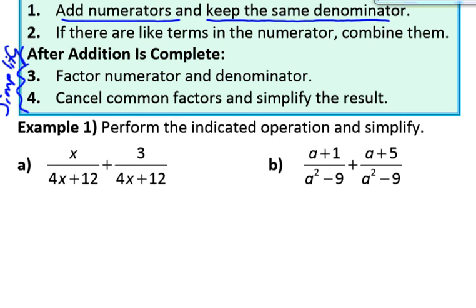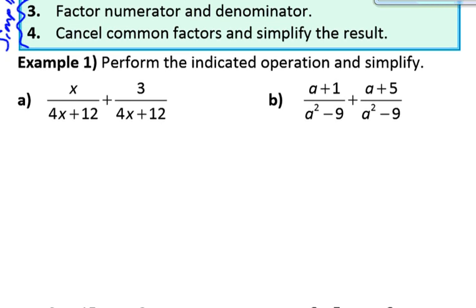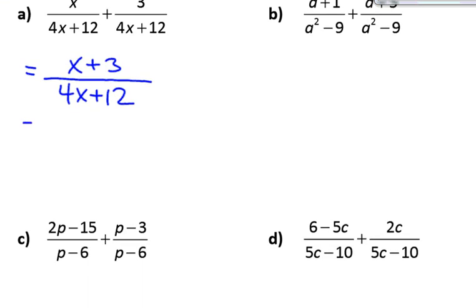So in part A, our denominator is the same, 4x plus 12. So all we have to do is add the numerators together. So that would be just x plus 3 over the denominator stays the same. Now, you cannot stop there because you have to see if this fraction can reduce. And to do that with rationals, that means you factor. X plus 3 does not factor, so that's going to stay the same. Then 4x plus 12, the 4 can factor out, and 12 divided by 4 is 3.